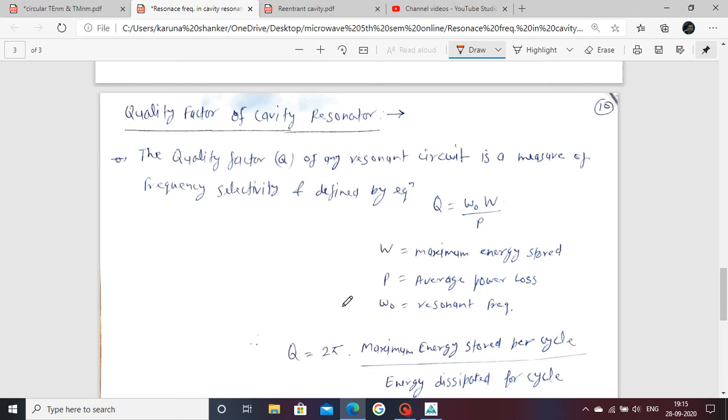Now the next topic is the quality factor of the cavity resonator. We will see this in the next lecture.